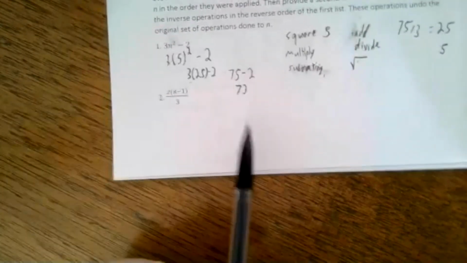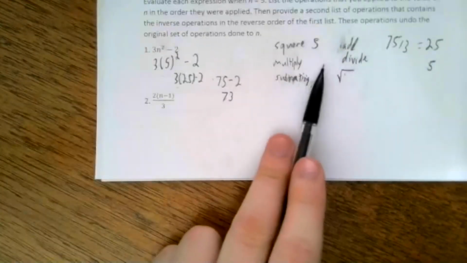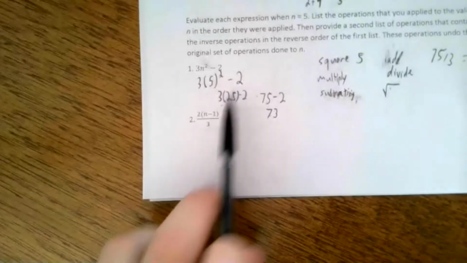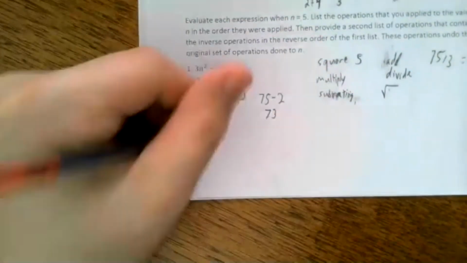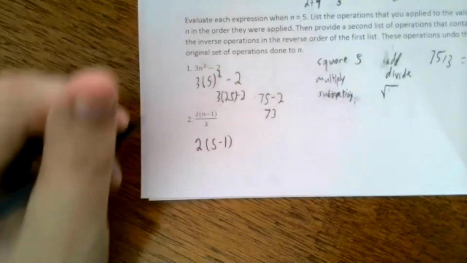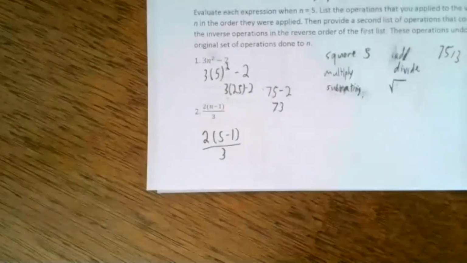Okay. So let's do 2, but I'm not going to make you write out everything again because it gets very tedious. So let's plug in our value of n, which is 5. So I get 2 multiplied by 5 minus 1, all over 3. I'm just plugging in 5 for n.